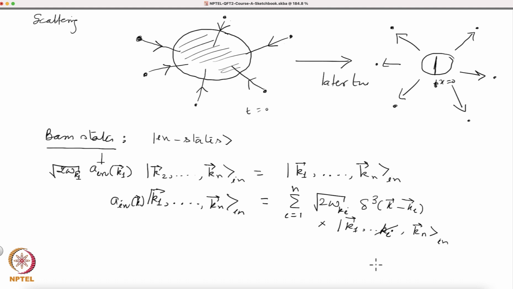Now this is what we have seen. Now you can repeat similar arguments as we did in the last 2 videos. You can define a_out^† (k), which is 1 over square root of Z, limit T going to infinity of a^†(T(1 - iε), p).